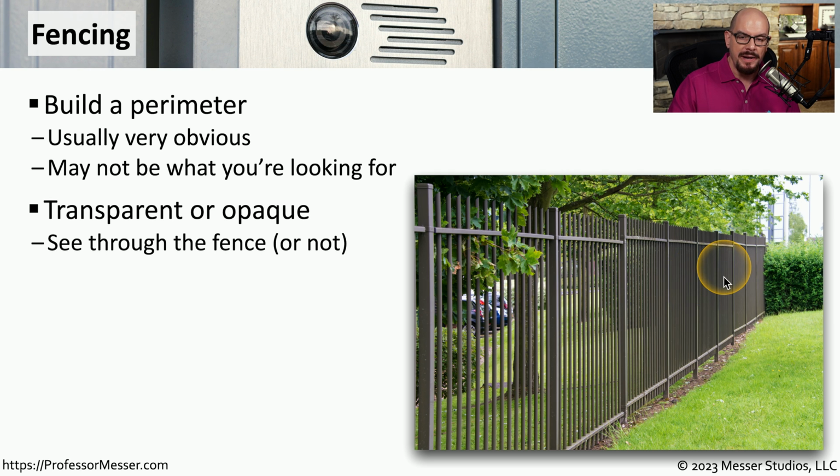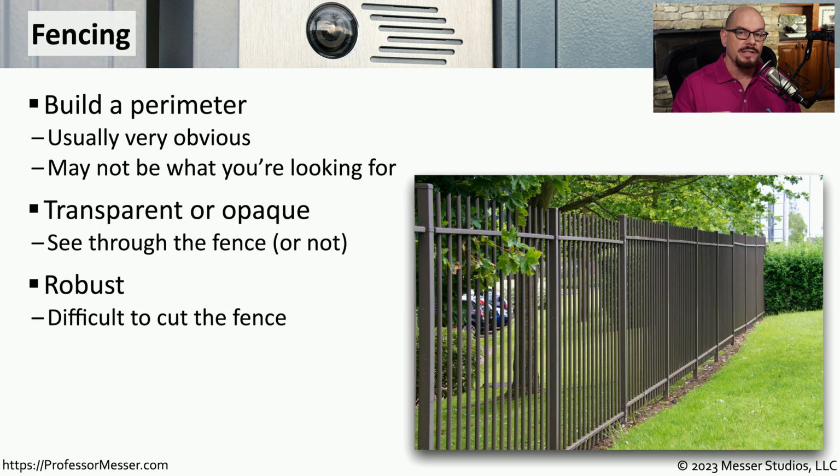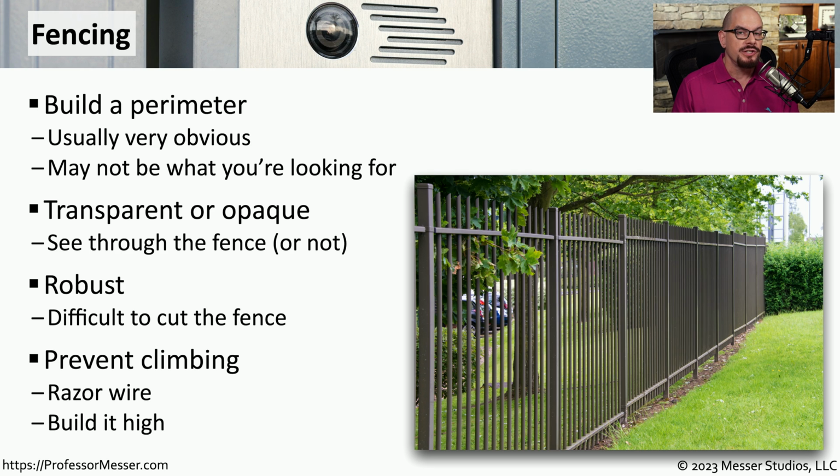This may be a transparent fence where you're able to see what's on the other side, or you may design an opaque fence where people can't see what's on the other side. From a security perspective, we would like these fences to be very robust. We don't want someone to be able to bend the fence or knock down part of it to gain access to the area. And in very secure areas, you might want to make it more difficult for someone to gain access over the fence. This might include a very high fence, or you might have razor wire across the top just to prevent anyone from gaining access by going over the fence.